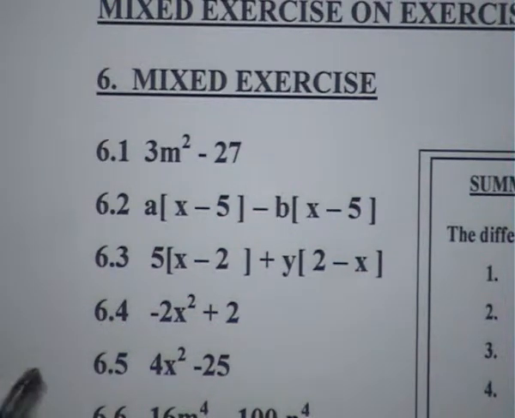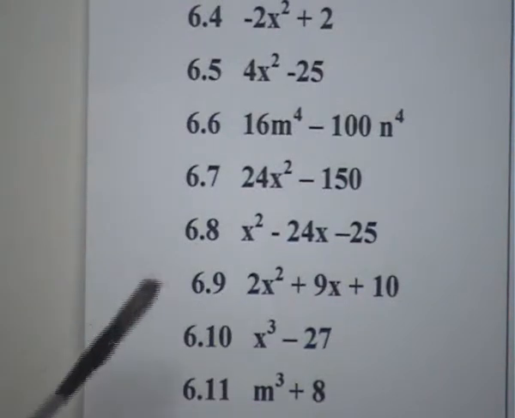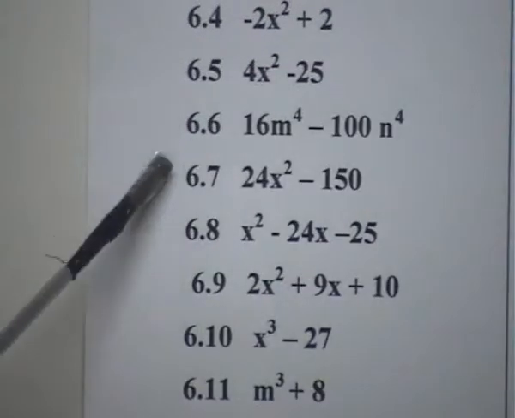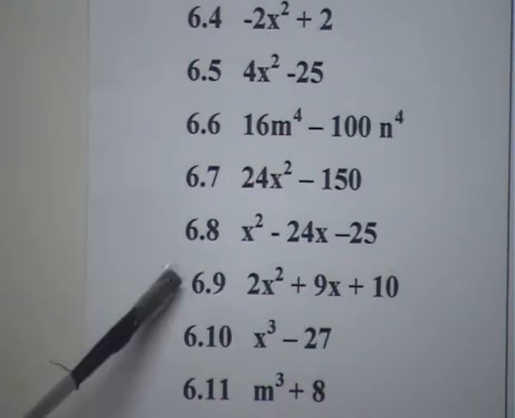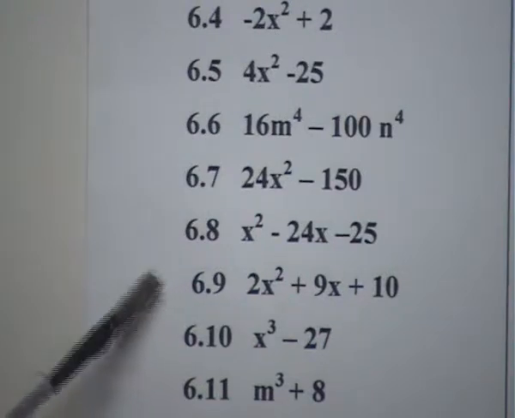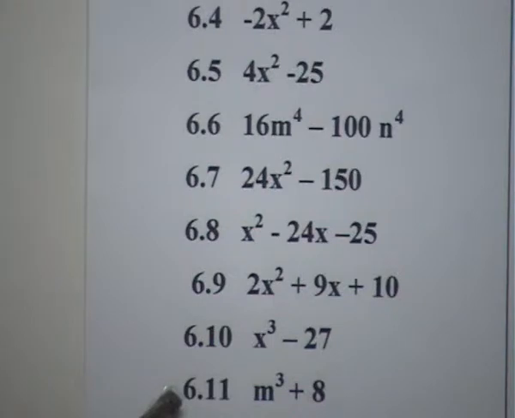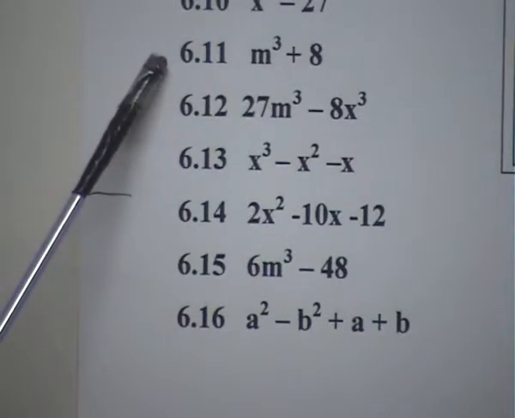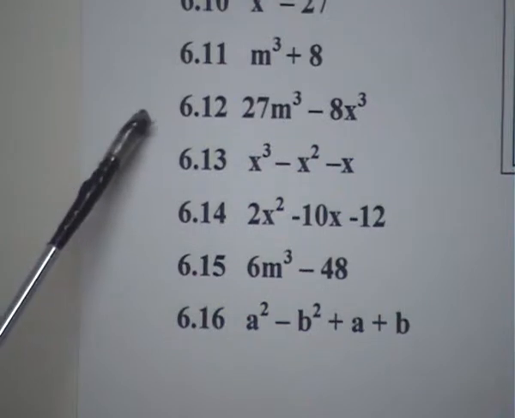6.5 is a difference of 2 squares. 6.6, first remove a common factor, and then you'll have difference of 2 squares. 6.7, first remove a common factor, then you'll have difference of 2 squares. 6.8 and 6.9 are quadratic trinomials. 6.11 is a sum of 2 cubes. 6.12 is a difference of 2 cubes.